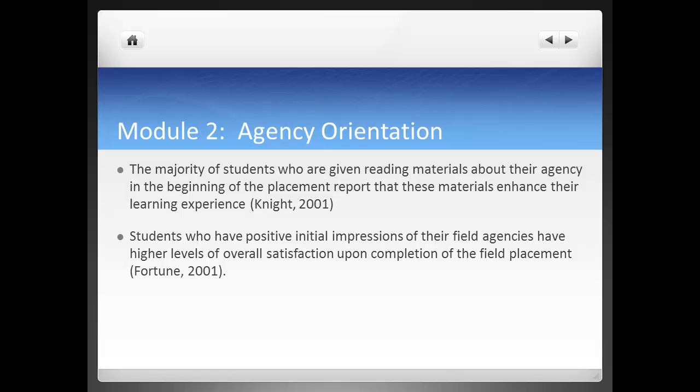Students who have a positive initial impression of their field agency have higher levels of overall satisfaction upon completion of their field placement.